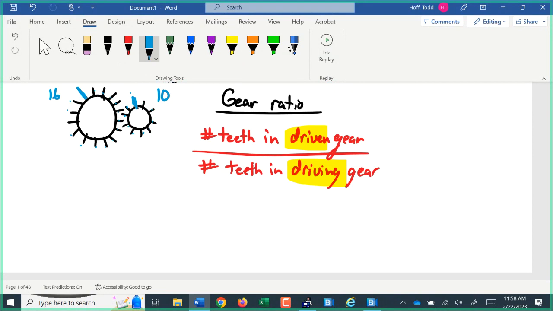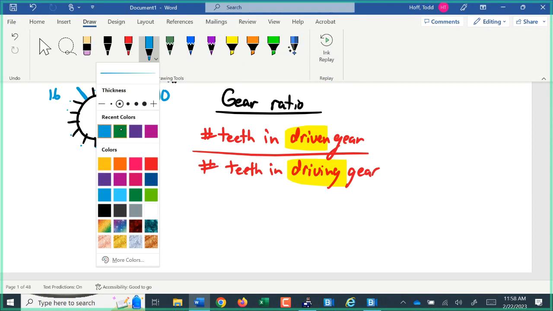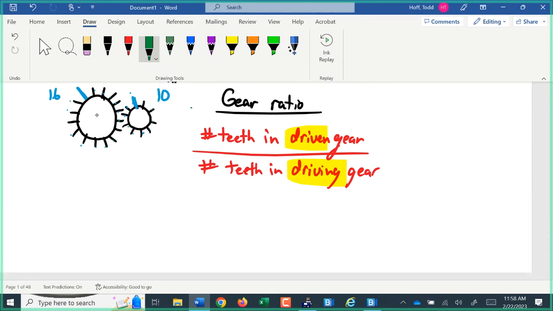How do we determine which one's driven and which one's driving? Well, we need some more information. So, back to my questionable artwork. Pretend that looks like a shaft. That bigger gear's on a shaft connected to... pretend that little can looks like an electric motor. So, the motor is turning the big gear, which is turning the little gear.